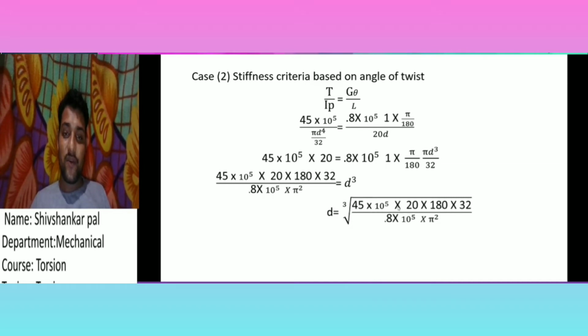So d equals the cube root of 45 × 10^5 × 20 × 180 × 32 divided by 0.8 × 10^5 × pi squared. Then calculate, and you will find the value of the diameter equal to 86.91.